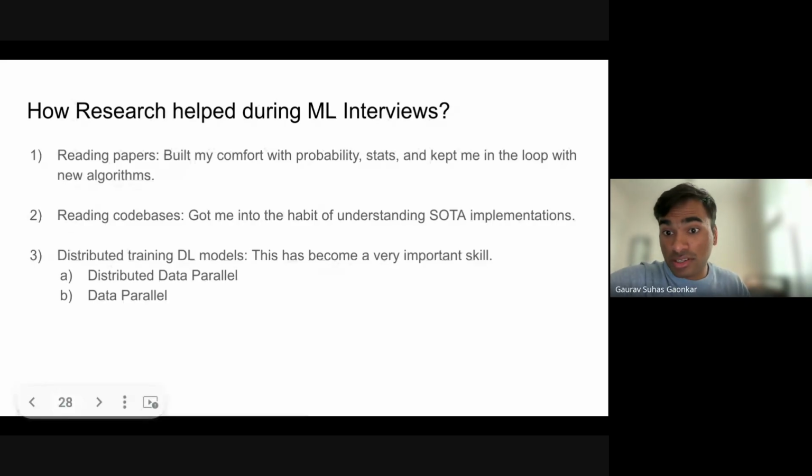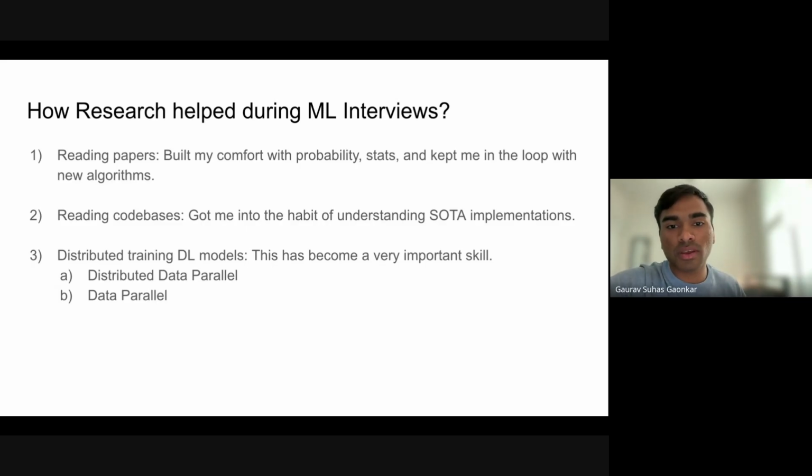Reading code bases really got me into the habit of reading state-of-the-art implementations. Whenever you're trying to implement a piece of research, you will probably go to its code base and go through it. This is really helpful because those state-of-the-art repositories do follow industry standards. These are people who work in industry, as staff engineers, MLEs or research engineers, so they follow the same patterns. So I would recommend, please read those code bases.